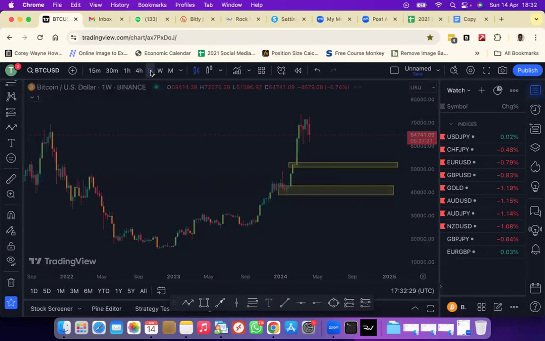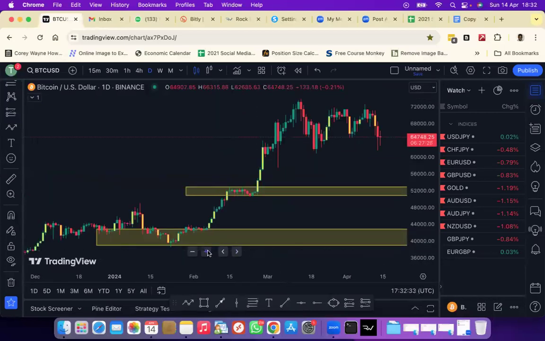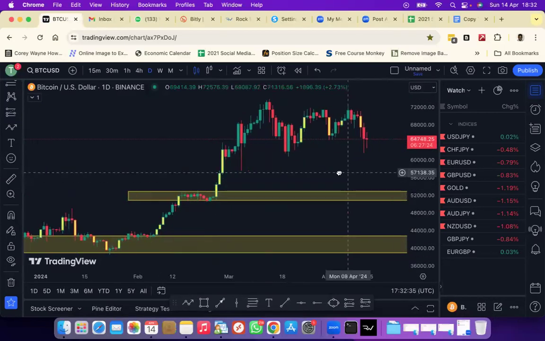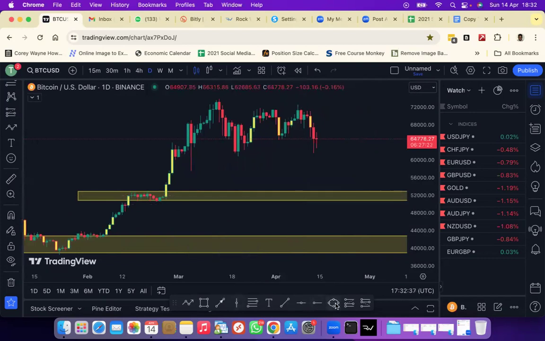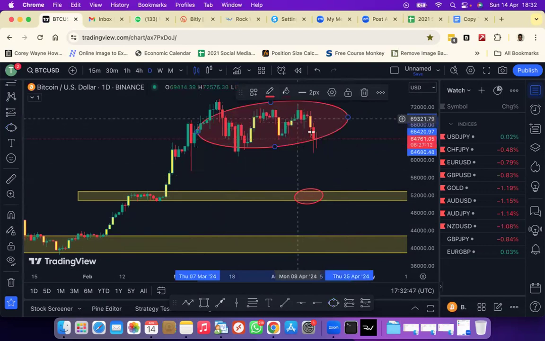Let's go to the daily time frame. If price is going to come here, if price will get into this zone, then that means we must see a bearish structure here. Supply must not be in control, so that will push price downwards here.